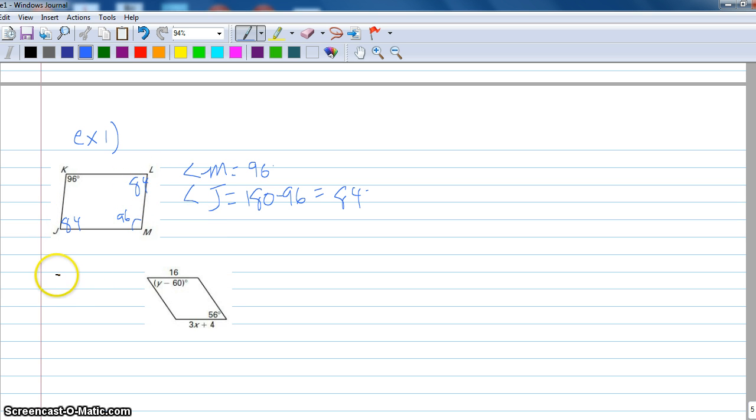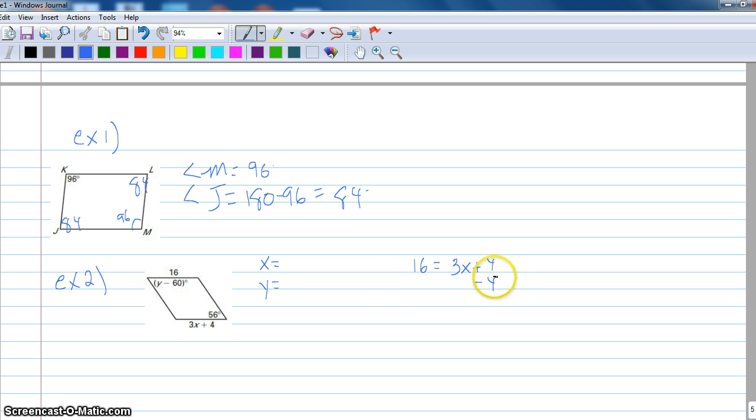Alright, let's move on to example 2. And let's find x and y. Well, first I'm going to go on the outside. You see how 16's on the top? 3x plus 4 is on the bottom. We're not inside though, we're on the outside. Remember, they are equal. The top and bottom are equal to each other. So to find x, it's just going to be 16 is equal to 3x plus 4.